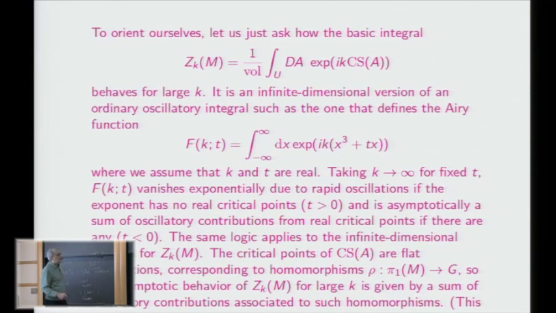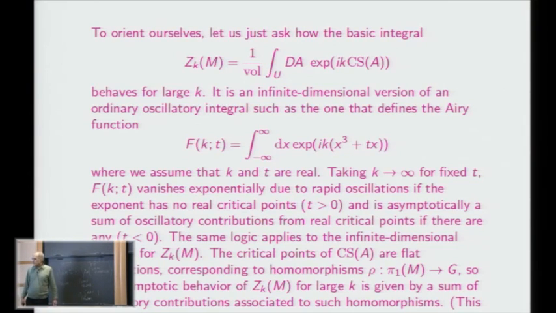Well, we assume k and t are real, and then this integral doesn't quite converge, but there's a well-known theory. With essentially any reasonable convergence factor, you get a result that doesn't depend on the details, and that gives the Airy function. If you take k to infinity for fixed t, then the Airy function vanishes exponentially due to rapid oscillations if the exponent has no real critical points. So if t is positive, you'll find that the critical points of this function are not on the real axis. And then the Airy function vanishes exponentially. But it's asymptotically a sum of oscillatory contributions from real critical points, if there are any, which is true if t is negative.